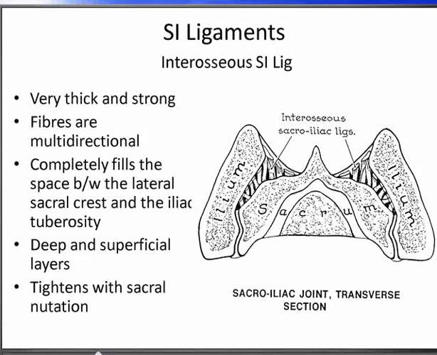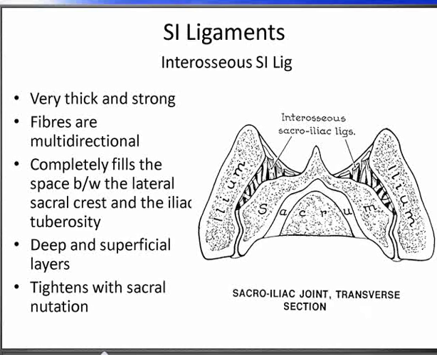Now, one of the strongest ligaments in the sacroiliac joint is the interosseous ligament. This picture basically shows a transverse section of the sacroiliac joint bilaterally. And what it shows is that the interosseous ligament within the SI joint really fills in much of the gap within the SI joint. So it's very thick and very strong, and the fibers are multidirectional, completely filling in the space, and you have deep and superficial layers. Now, clinically, we can't really palpate any of the deep or superficial layers, but what we want to know is that it serves to limit the motion of sacral nutation. So this ligament tightens up with movements such as sacral nutation.